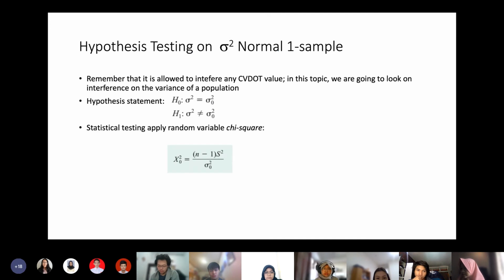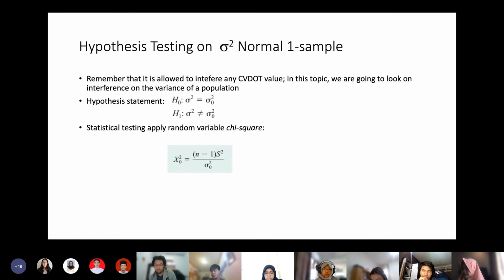Sometimes, hypothesis testing for the population variance or standard deviation is needed. If we have a random sample x1, x2 until xn, the sample variance S square is an unbiased point estimator of sigma square. When the population is modeled by a normal distribution, the tests and intervals described in this section are applicable.